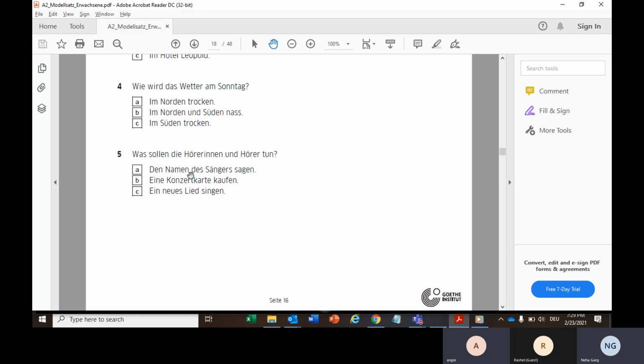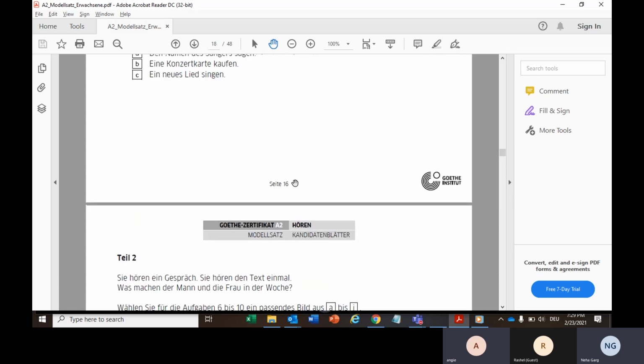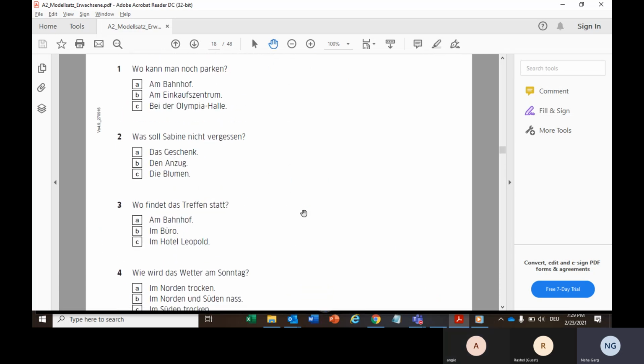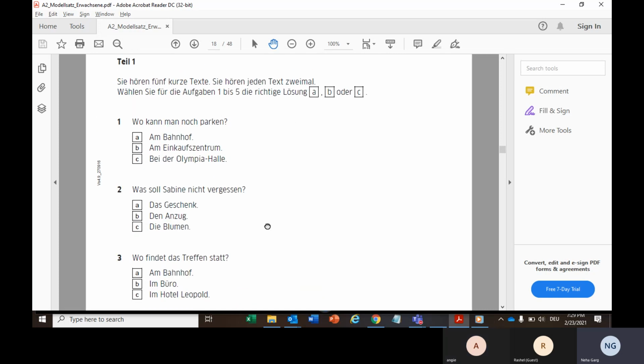Okay, the correct answer here is A. Den Namen den Sänger sagen. So the listeners have to call back and then tell the name of the singer. Okay. So whatever number of questions you have answered correctly, please give marks to yourself accordingly.